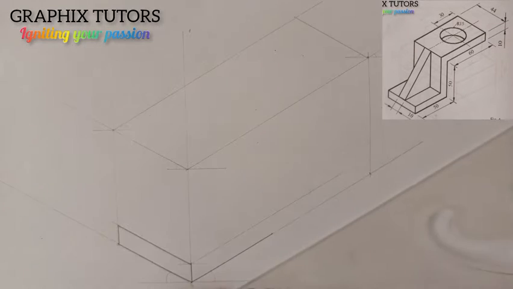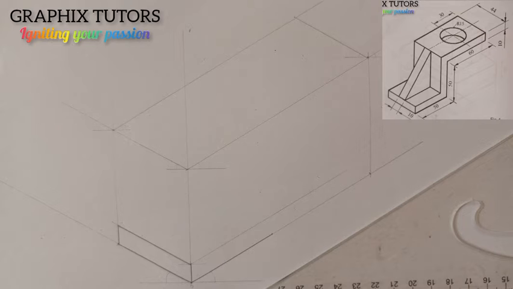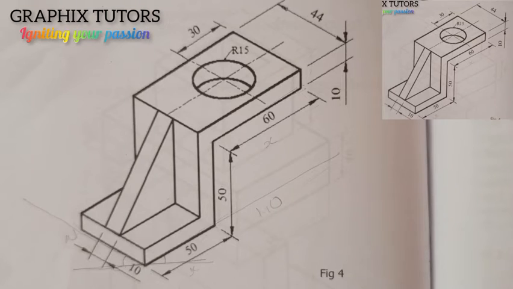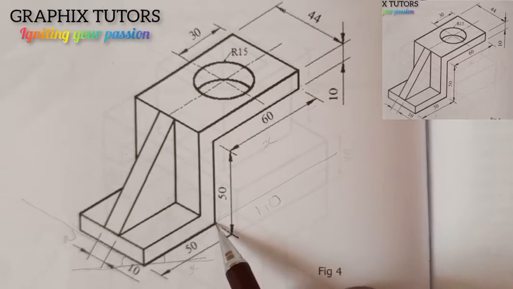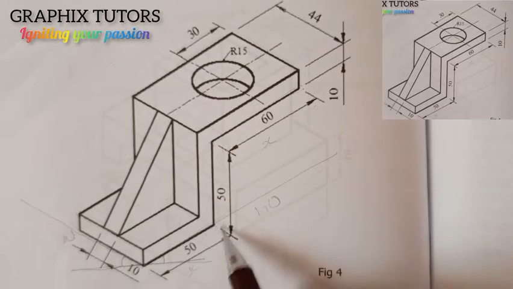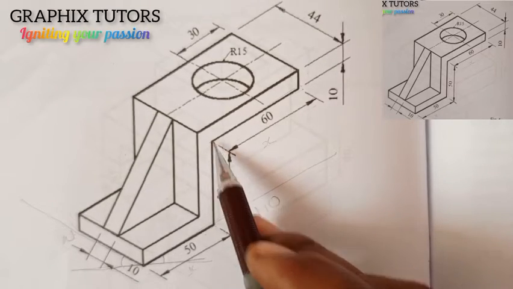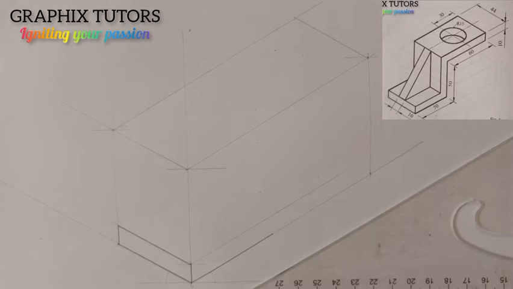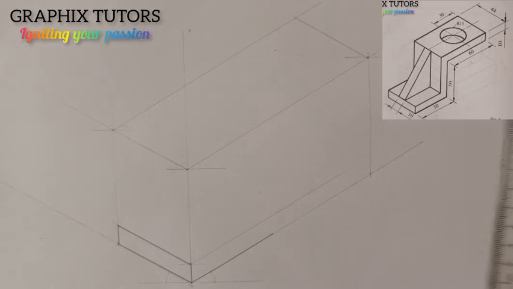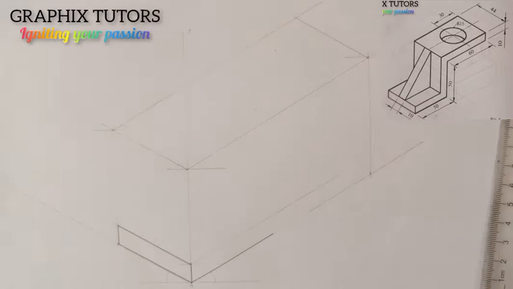So I'll measure the 50 there, right? The next thing is, if you watch clearly, from the end of 50 upward is another 50. So I'm going to do that. From the end of 50, this is the end of the 50 here, upward is another 50.